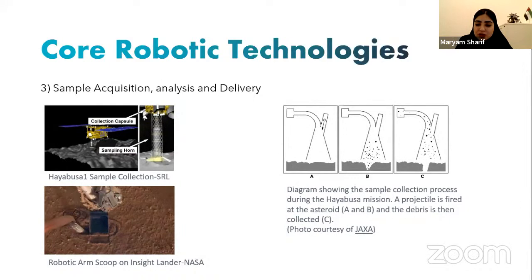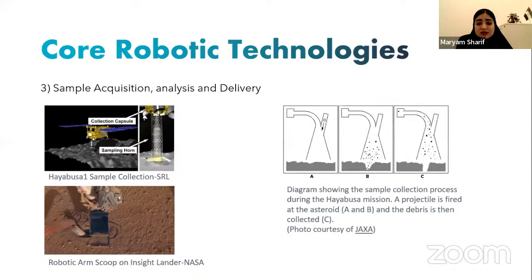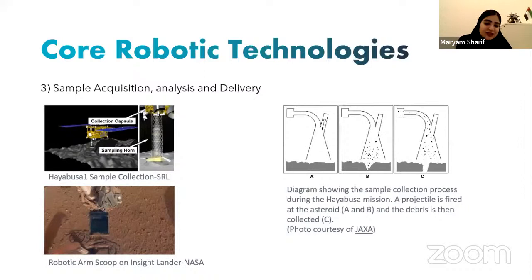So a projectile is fired at the asteroid, as you can see from A and B. Once this projectile is fired, some debris or samples fly up, and then we can collect this debris to do analysis and studies on it. There is another example, the robotic arm. As we can see here from the InSight lander, the robotic arm is scooping some sample in order to do some DNA analysis.